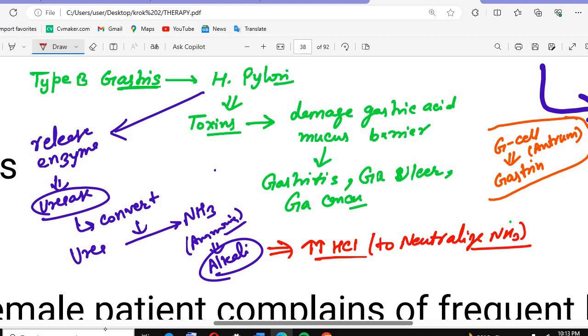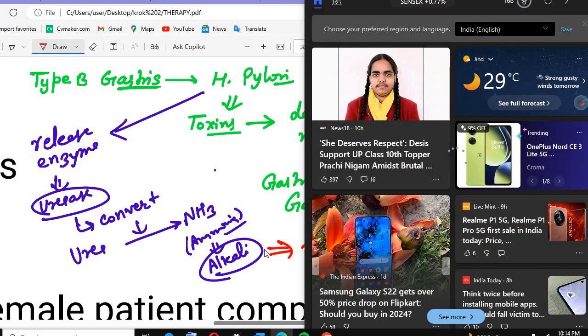and ammonia is an alkali substance, and due to this ammonia our body will produce more and more hydrochloric acid. So when more hydrochloric acid is formed, it will neutralize the ammonia, and that will lead to more production, and the patient will have inflammatory gastritis. Okay, the barrier has been lost.